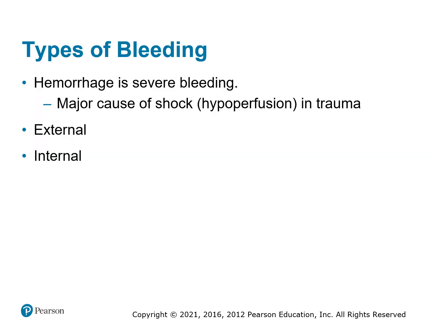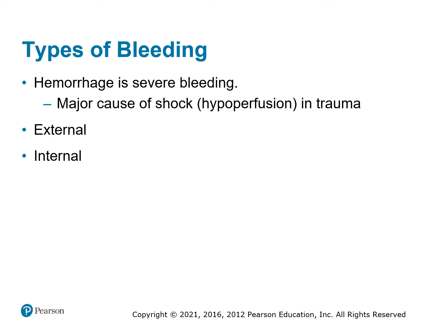Now we're going to move into the bleeding portion of the chapter. And so the first thing to understand is that hemorrhage is severe bleeding. A major cause of shock is hypoperfusion and trauma. So severe bleeding means you're going to lose that volume, which in turn is going to start causing the issues of shock. The two types of bleeding that you need to know about are internal and external, and they're exactly as they sound.